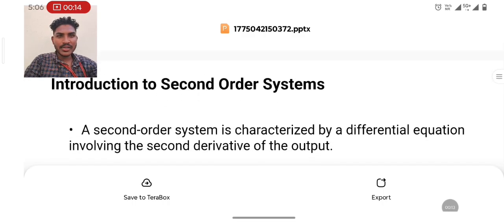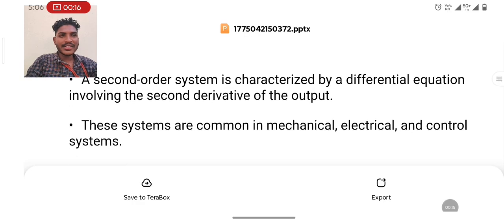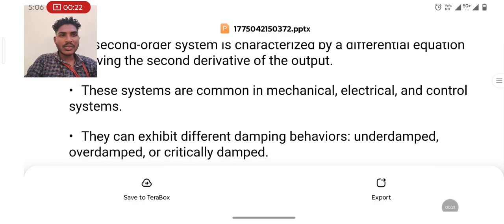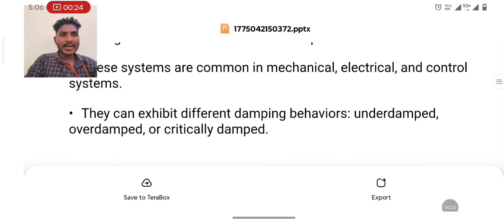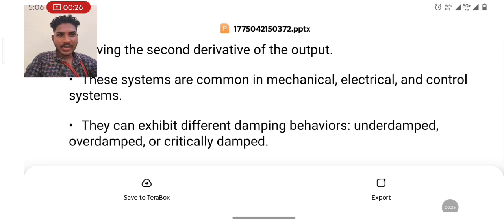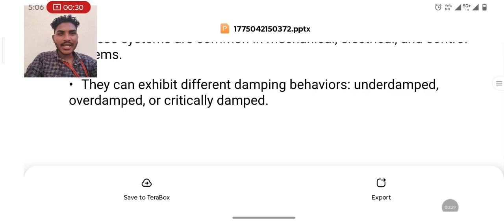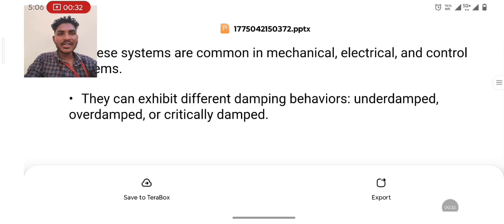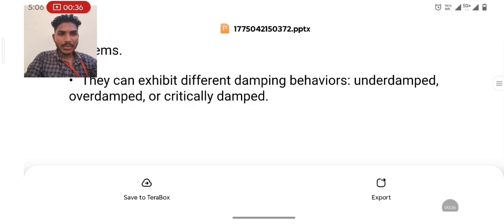Introduction to second order systems. A second order system is characterized by a differential equation involving the second derivative of the output. These systems are common in mechanical, electrical and control systems. They can exhibit different damping behaviors. The three conditions are underdamped, overdamped and critically damped.